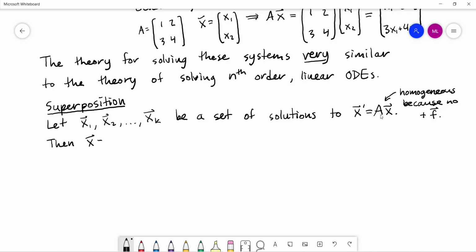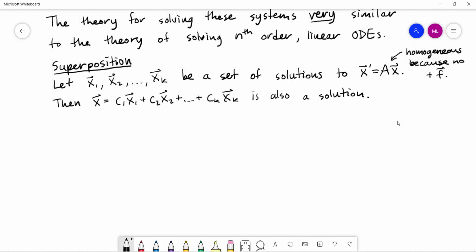So our general solution would be x equals c1 times x1 plus c2 times x2 plus dot dot dot plus up to ck times xk. Right? So if you have individual things that solve it, then any sum of any combination of those things is also going to be a solution. So then this is also a solution. So this was the idea behind superposition. We're now just applying it to these vectors.